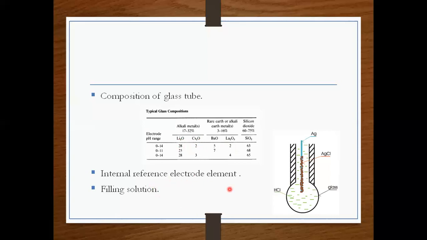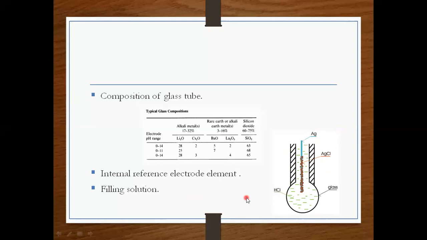The next one is the internal reference electrode. Here we can see the diagram. This one is the internal reference electrode, and it is made up of silver coated with silver chloride. So this silver chloride is an internal reference electrode.